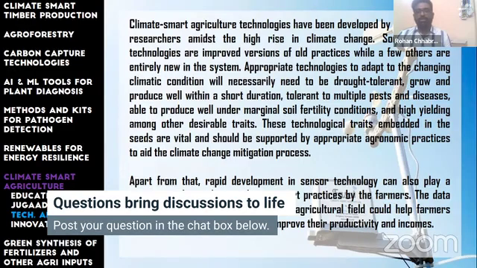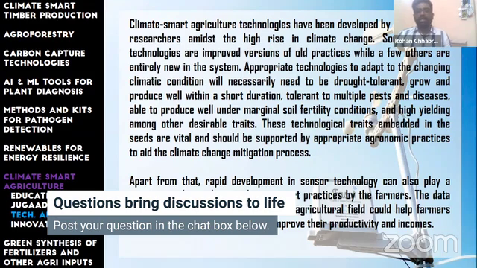Then technology adoption. Climate smart agriculture technologies have been developed by scientists and researchers amidst the high rise in climate change. Some of these technologies are improved versions of old practices, while a few others are entirely new in the system. So appropriate technologies to adopt to the changing climatic conditions will necessarily need to be drought tolerant, grow and produce well within a short duration, tolerant to multiple pests and diseases, able to produce well under marginal soil fertility conditions, and high yielding among other desirable traits. These are the traits of seeds, so seeds could be developed which can then be adopted by the farmers.